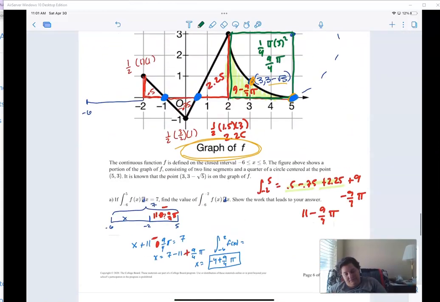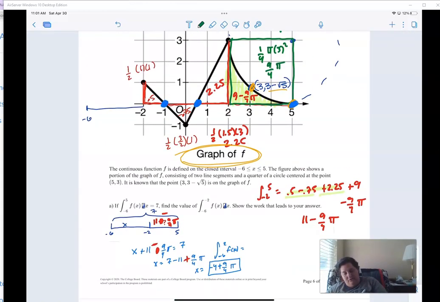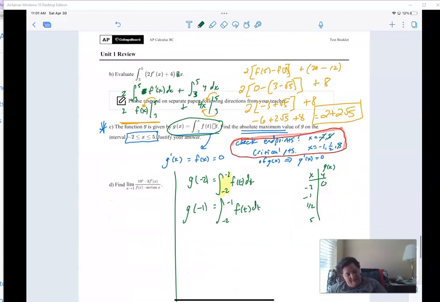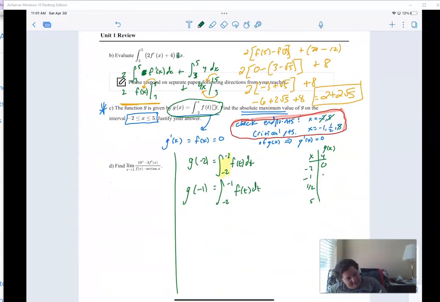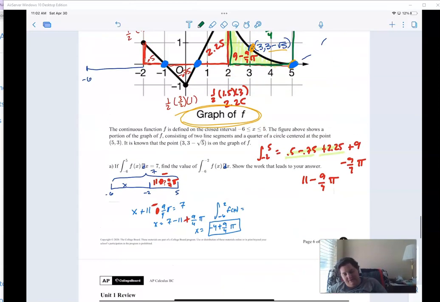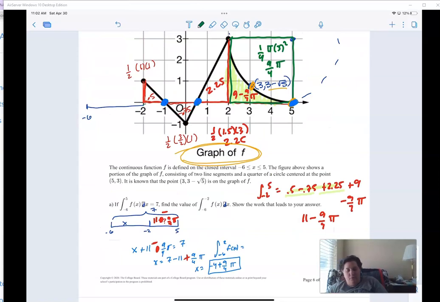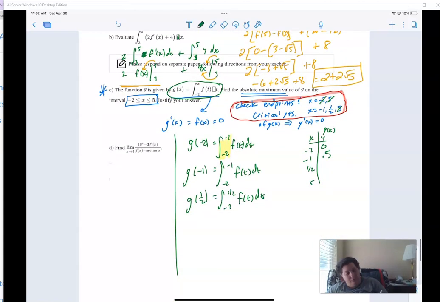Luckily, when I was doing this before, I marked it all down. The integral from -2 to -1 is 0.5. I marked that down. G of 1/2 is the integral from -2 to 1/2 of f of t dt. -2 to 1/2 means here to here. That's 0.5 minus 0.75. You see where I'm getting that? So that's -0.25.